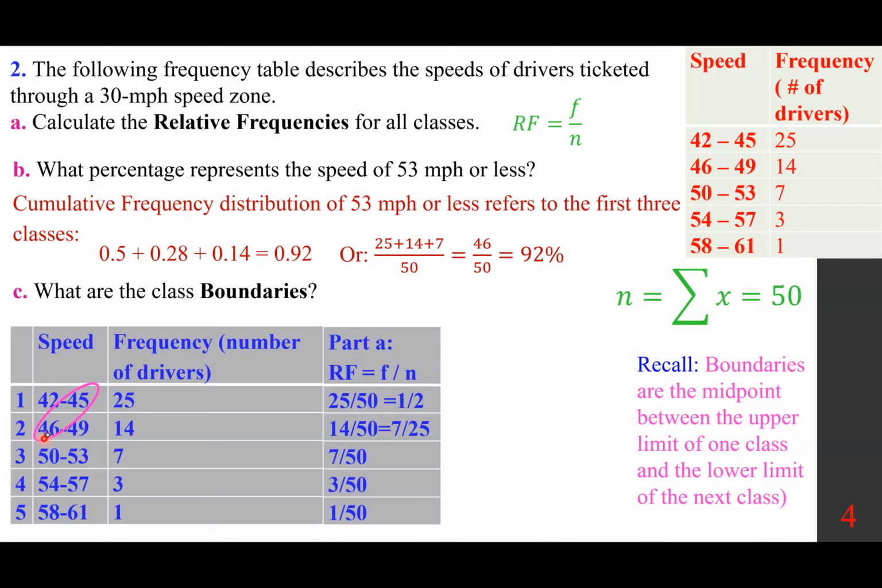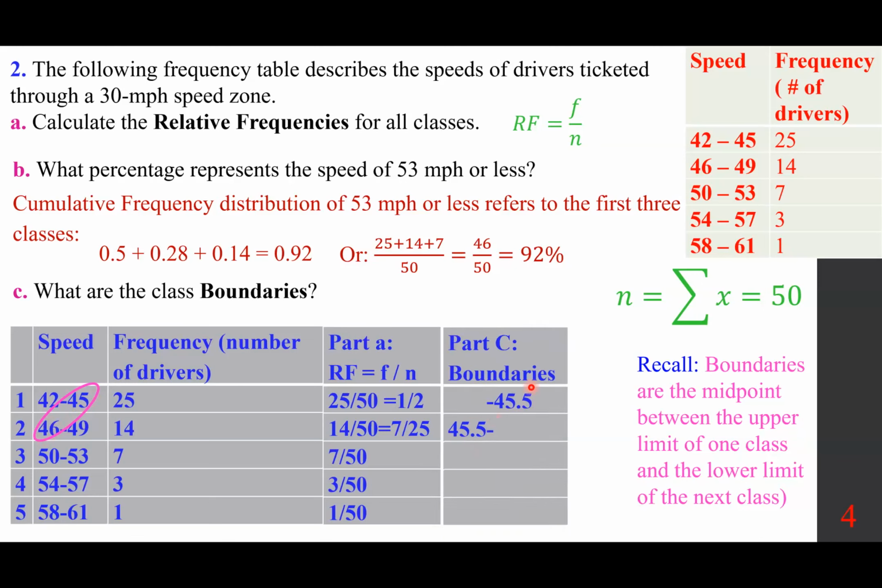And if that one is 45.5, that means the upper boundary of the first class, lower boundary of the second class. And then all you have to do is add the width. The width is 4. Okay, so we get 45.5 right here. The width is 4. Why is that?